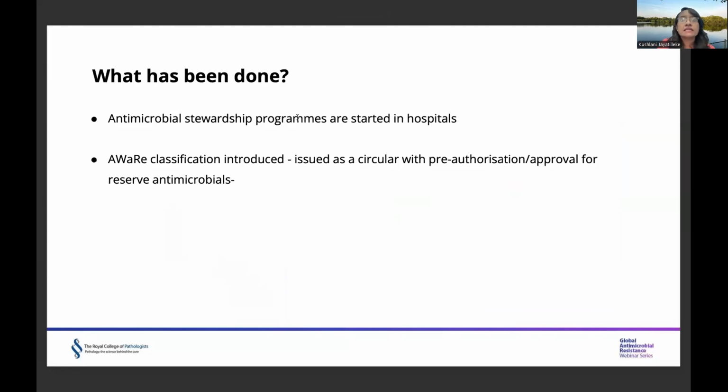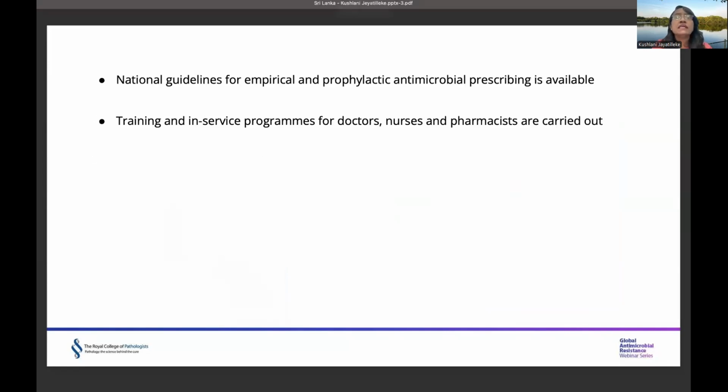And there are some hospitals where antimicrobial stewardship programs are conducted at different levels. And the AWaRe classification of the WHO is now incorporated into a circular that has been sent to hospitals, with pre-authorization approval prescribed for Reserve antimicrobials. And national guidelines for empirical and prophylactic antimicrobial prescription are available on the web. And in-service training for doctors, nurses, and pharmacists is carried out regularly.